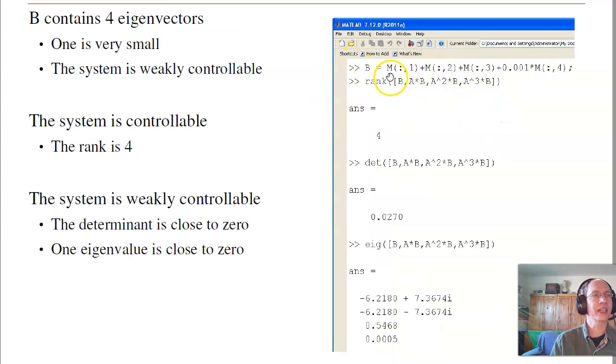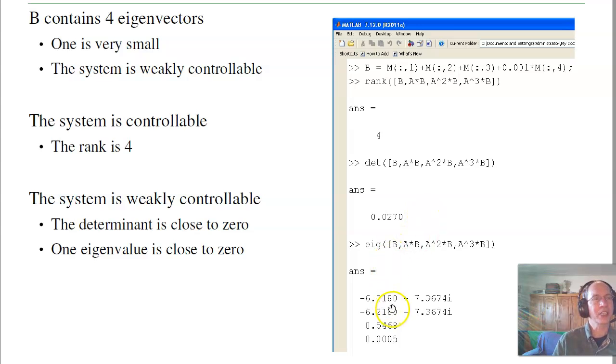If B is made up of all 4 eigenvectors, but one of them is really, really small, again, the rank test just says, yep, controllable. It's not 0, 0.001 small, but it ain't 0. The determinant gives you more information. Here the determinant is very small. That's kind of a warning, saying that yes, the system's controllable, but you're going to have problems.